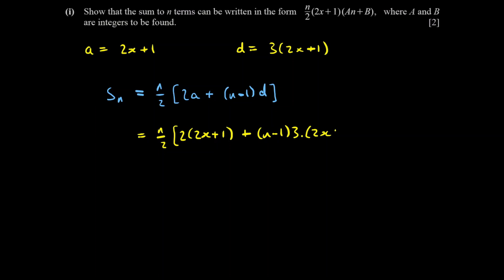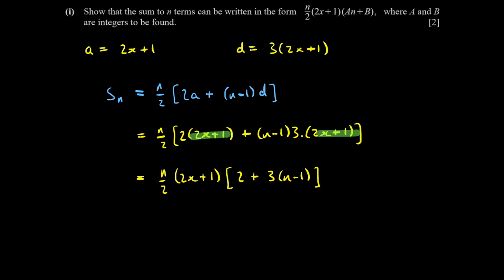of 2x plus 1. Now, notice that I did not expand this thing here. Now, why did I not expand it? Well, because hopefully you can see that we're going to get 2x plus 1 as a common factor, right? So we've got a factor there and a factor there of 2x plus 1, which means that we can factorize this whole big bracket. So let's do that. I'm going to get n upon 2, 2x plus 1, a big bracket 2 plus 3 lots of n minus 1.